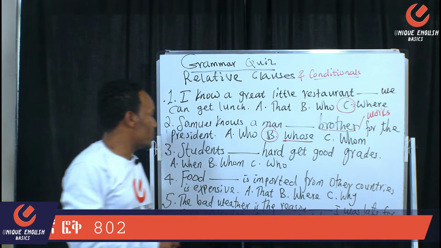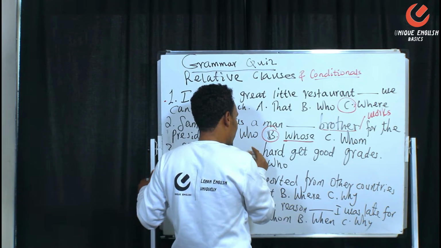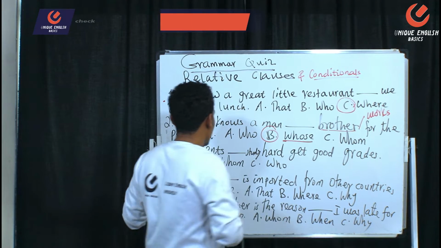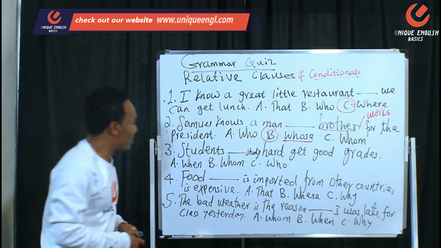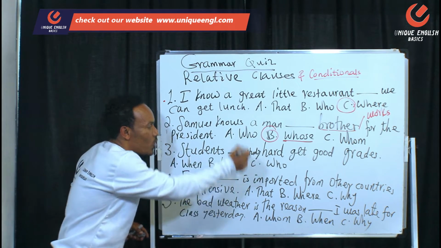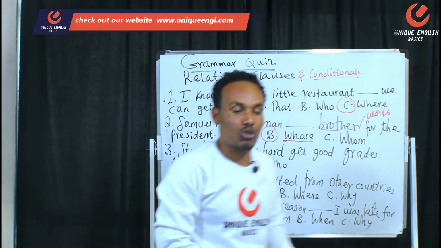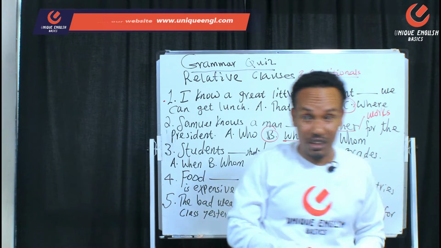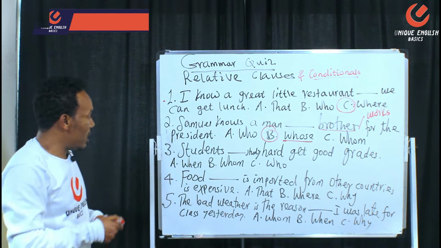Okay. And who? Who study. Students dash study hard, get good grades. So is that when or whom or who? What am I talking about? Students. Students are the subject of the sentence, the doer of the action. So what refers to the subject of the sentence?